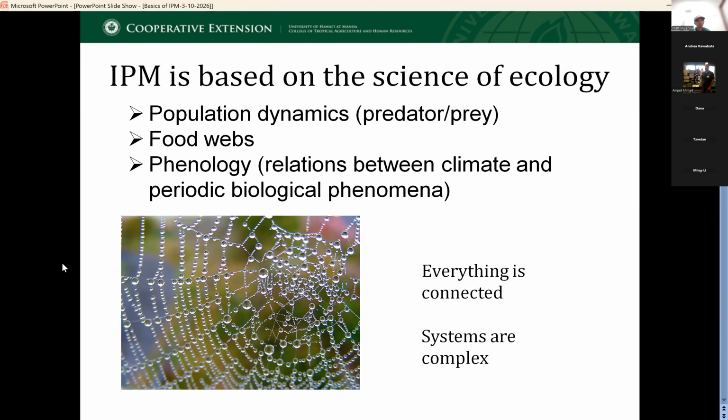IPM is based on a science of ecology, population dynamics, food webs, phenology, and periodic biology. So technically, what we are saying here is that IPM is trying to mimic nature. In nature, nothing comes from just one way. There are always multiple things coming from different areas, as a web. And that's what IPM is. I'm using multiple practices to reduce the pressure of that pest and its impact on my crop, rather than thinking of it as a one-way road.